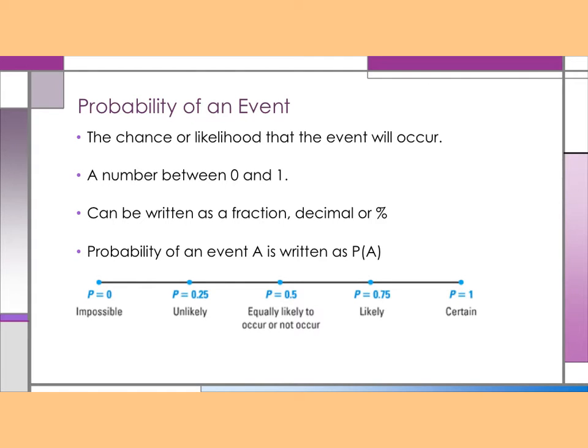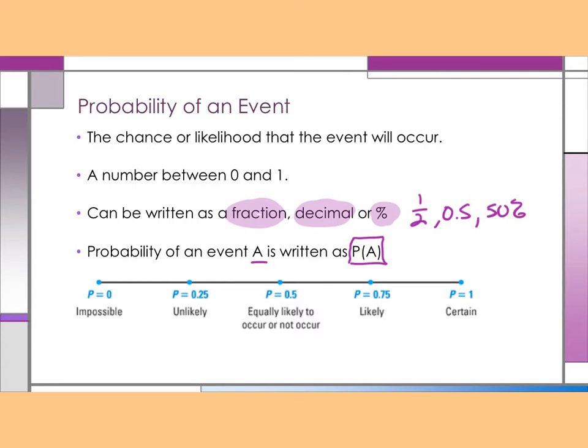Again, it can be written as a fraction, as a decimal, or a percent. So if I had something like 1/2, it could also be written as 0.5. It could also be written as 50%. All of those are probability. And the notation for the probability of event A is P parentheses A. That's probability of A.